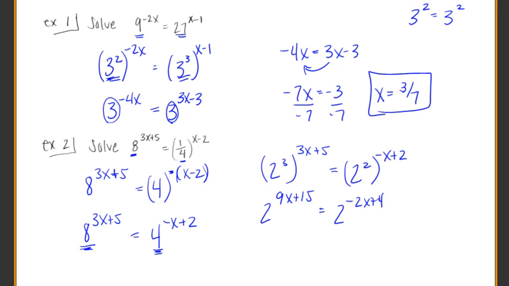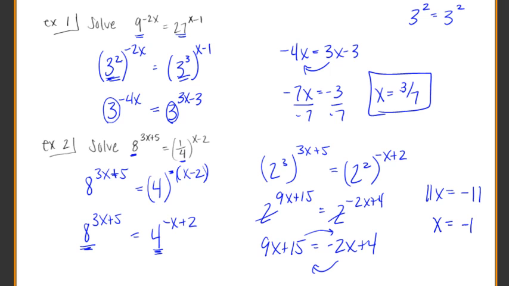At this point, I've got the same base, so I can just focus on those exponents. 9x plus 15, negative 2x plus 4. Let's do some math, flip some stuff around here. So 9 and 2 is 11x is equal to 4 minus 15, negative 11, or x is equal to negative 1. Okay, so let's take this concept and try example number 3.